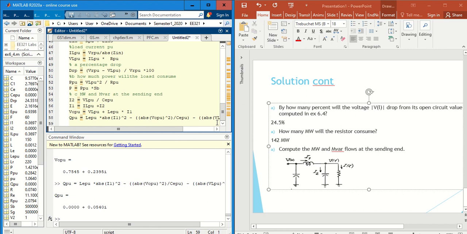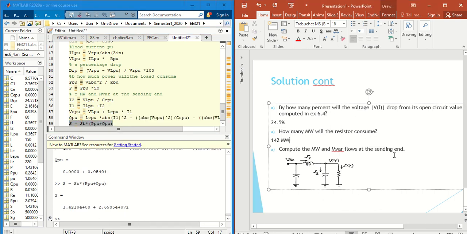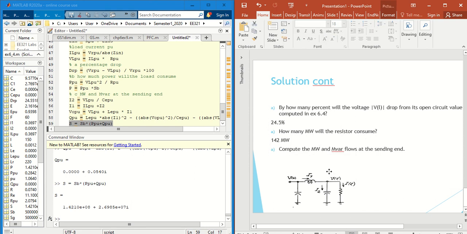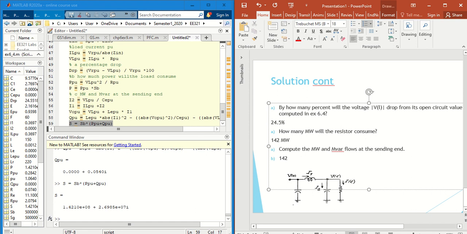Now very simply S will be equal to S base times P per unit plus jQ per unit. We should get the value. Okay, so after computing we get 142 megawatts plus j26.98 megavars. Okay, you can see this here. 1, 2, this becomes 6. So this is 26.98 megavars.